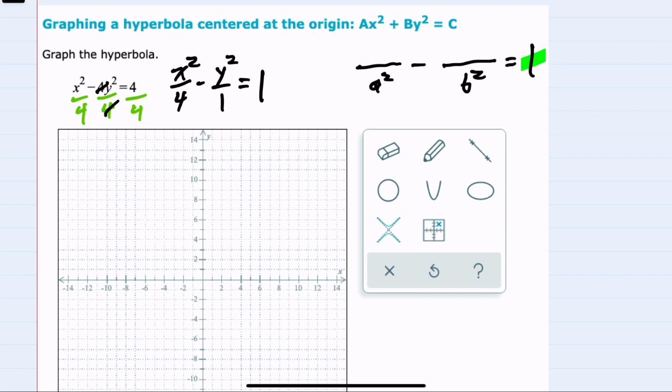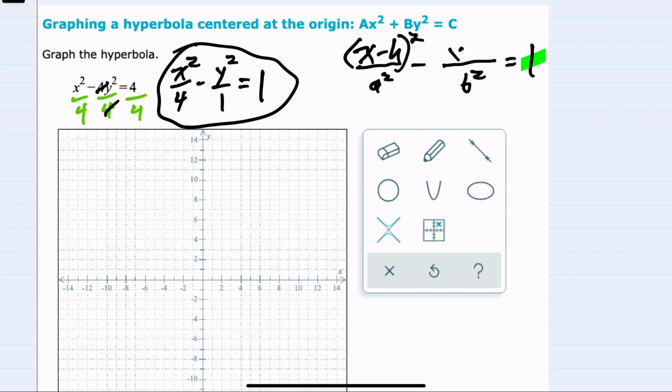I now have standard form, and I can tell that this is the version with the x minus h squared first and the y minus k squared second. And since the leading variable is this x term, I know that this hyperbola will have a horizontal transverse axis and open left and right.